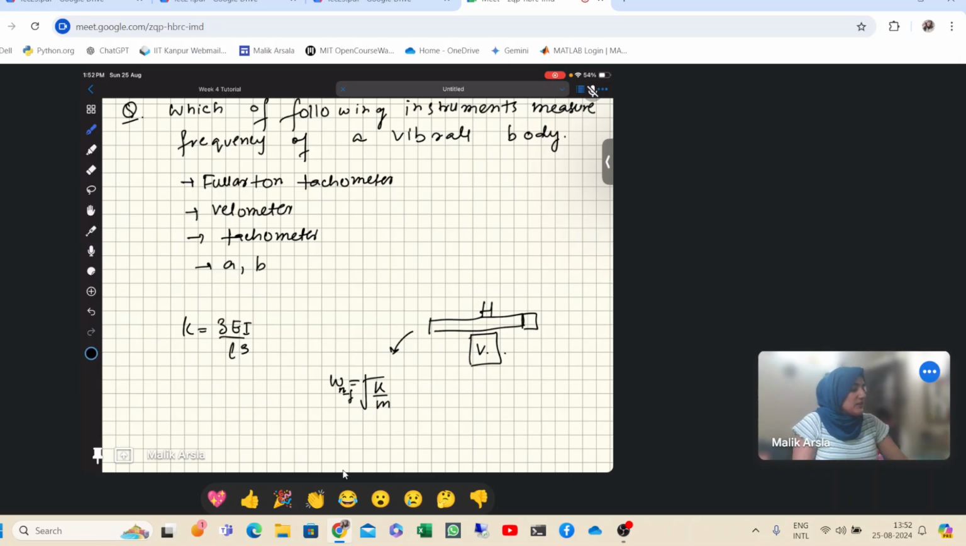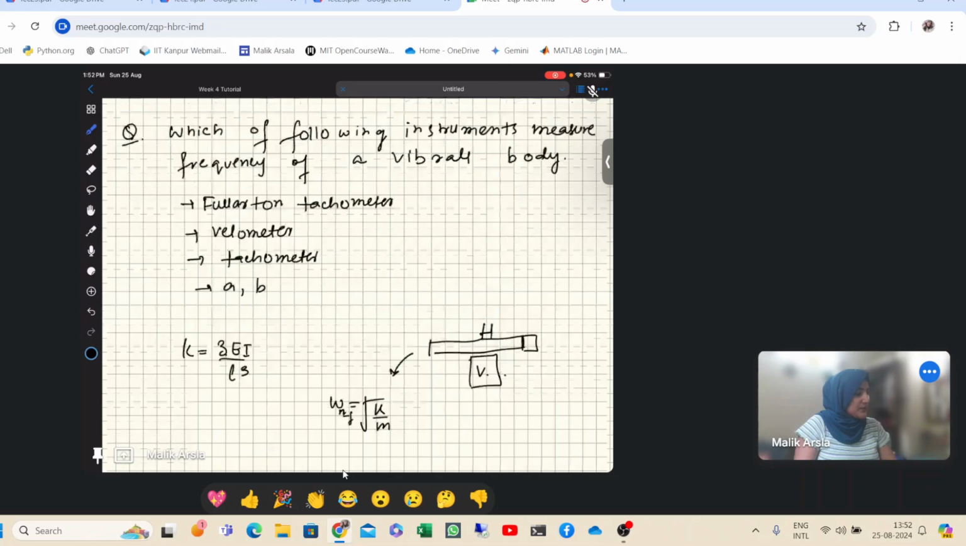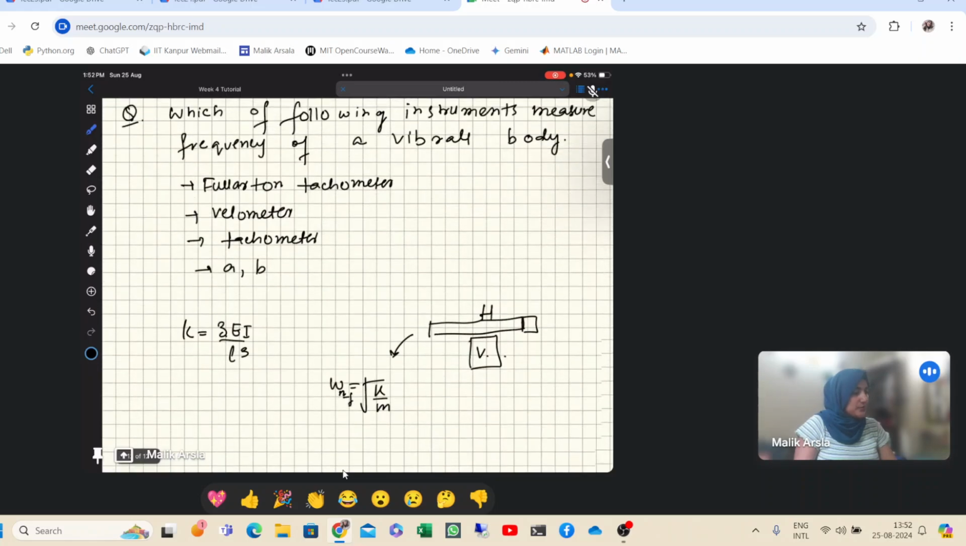So we find out that at this location it made a large amplitude, so it must be the condition of natural frequency. That means the omega of this vibrating body is matching the natural frequency of this. So we can basically equate them, because k is already known to us from this formula, and m is also known to us. So this is basically how it works.